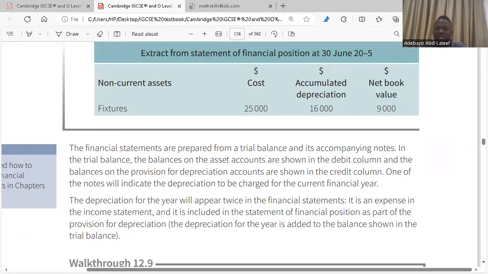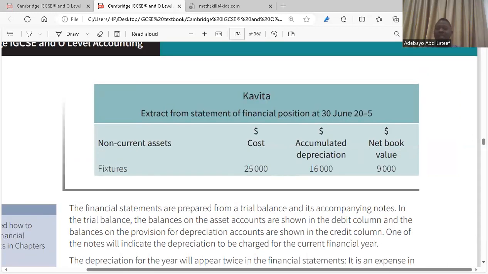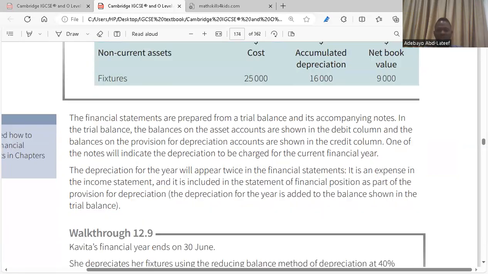So for the other asset, it is the same thing, because there are two assets there. One goes for 6,000, one goes for 10,000. So you have the net book value. Is it clear? Yes. All right.